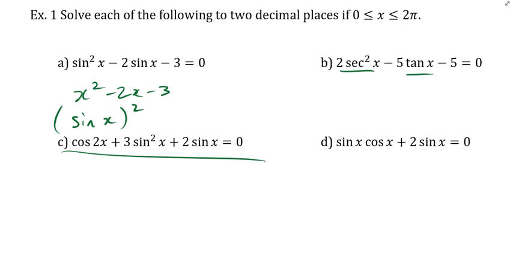I mean, it's similar in that I've got sine x, sine squared x, cos 2x. Like I have all kinds of stuff going on there. So somehow I have to put this in a form that I can factor to get individual parts that are solvable. Anybody have an idea of what I could do here?